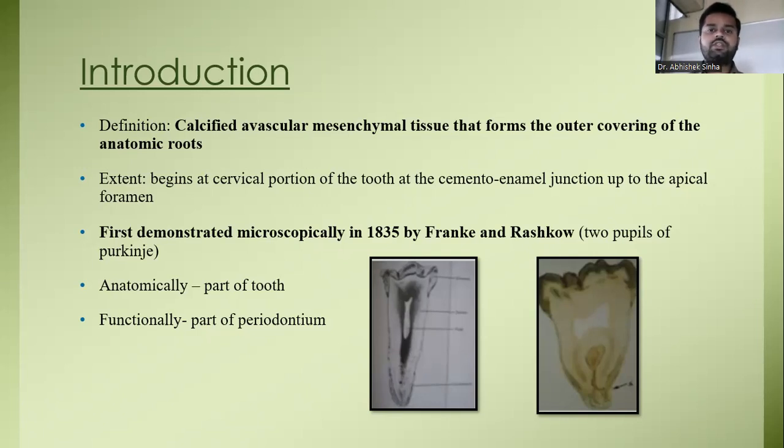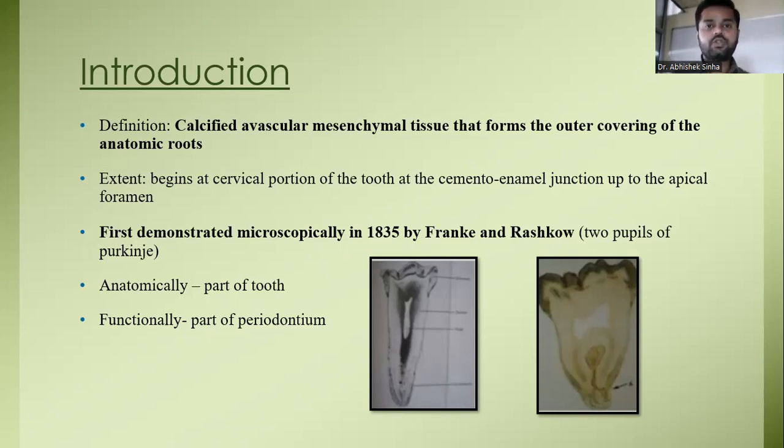Unlike PDL and unlike gingiva, where we had also spoken about their blood supply and nerve supply, in the case of cementum, there's no blood supply. So it's a calcified avascular mesenchymal tissue. It's a mesenchymal tissue, from mesenchyme. You have ectoderm, endoderm, mesenchyme. So just like that, from mesenchymal tissue, it is forming. It forms the outer covering of the anatomic roots.